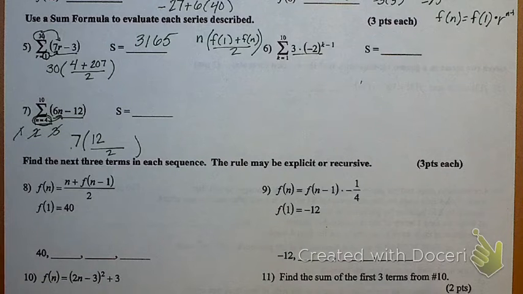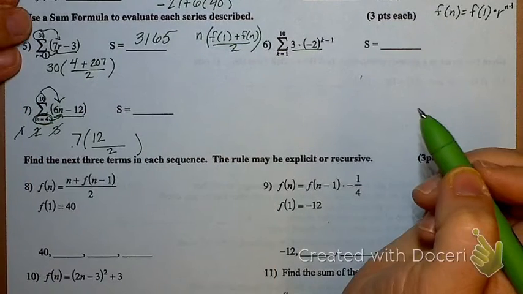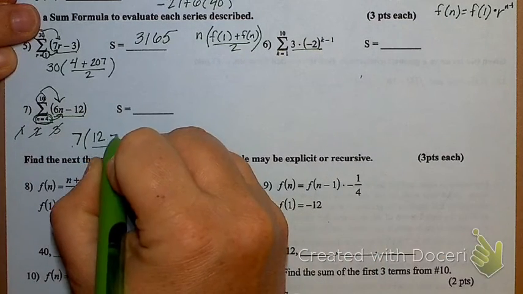Okay. How do I find the last term? Plug in the top number. 6 times 10 is 60, minus 12, 48.